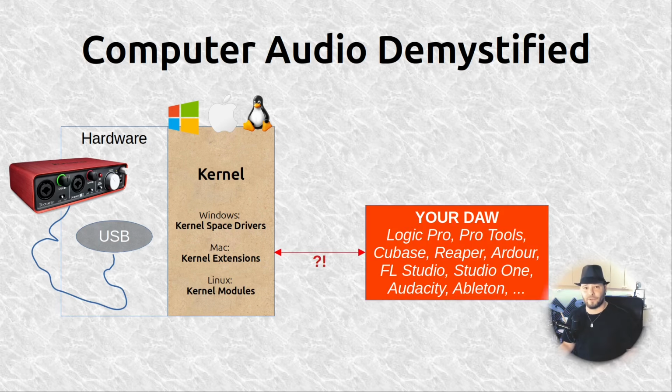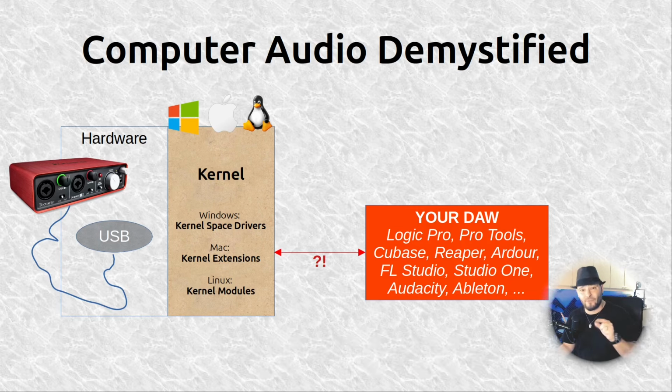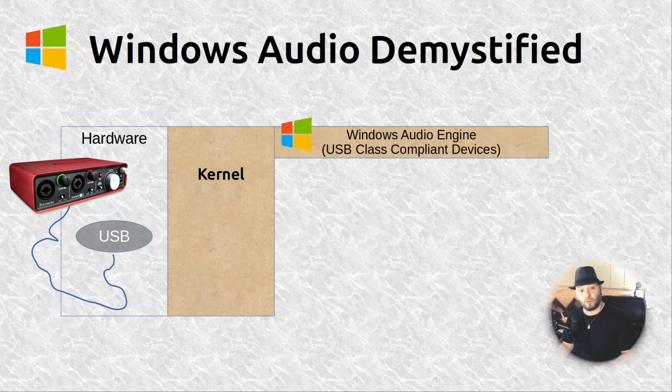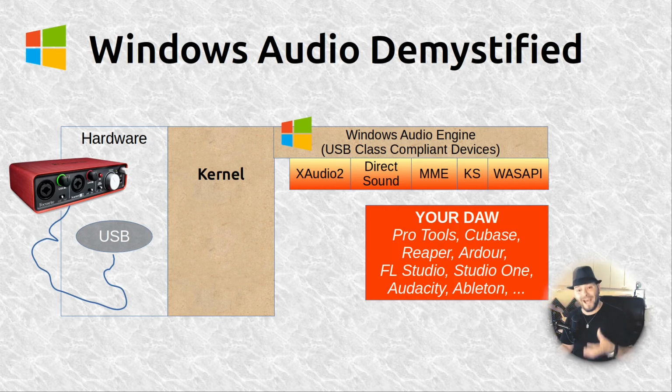What you want to do is use your DAW, and the DAW wants to use the device. So how does it do it? Through the kernel. And now we have to look at the different operating systems separately. In Windows there's something called the Windows Audio Engine, and on top of that engine there have been built different services or API layers that your DAW could access if it supports those. There's XAudio, DirectSound, MME, Kernel Streaming, and the Windows Audio Session API. There are also others, but I just added these here.